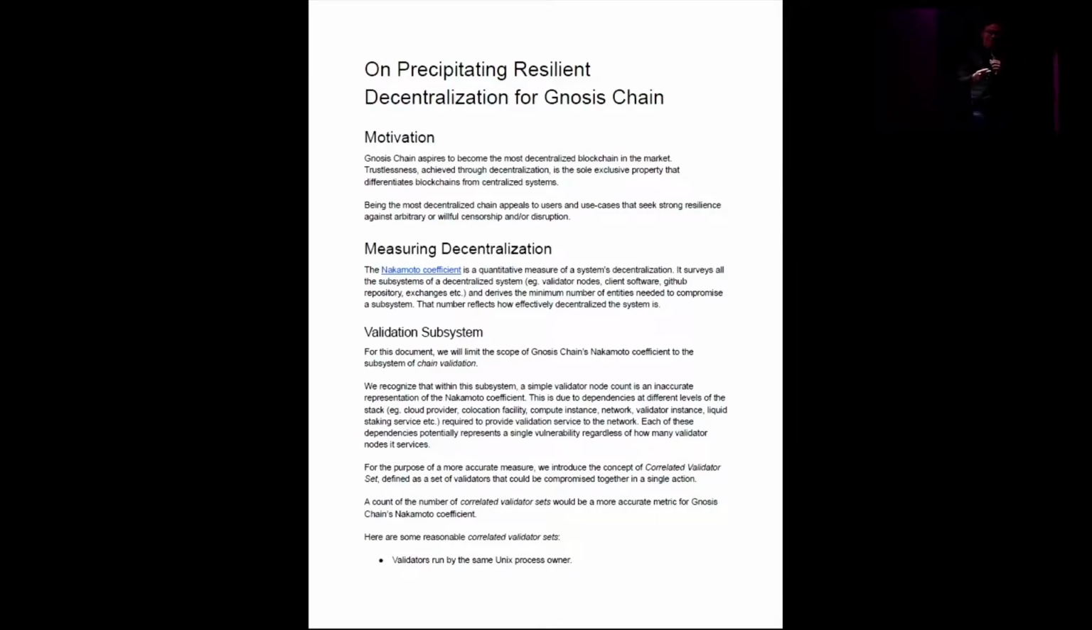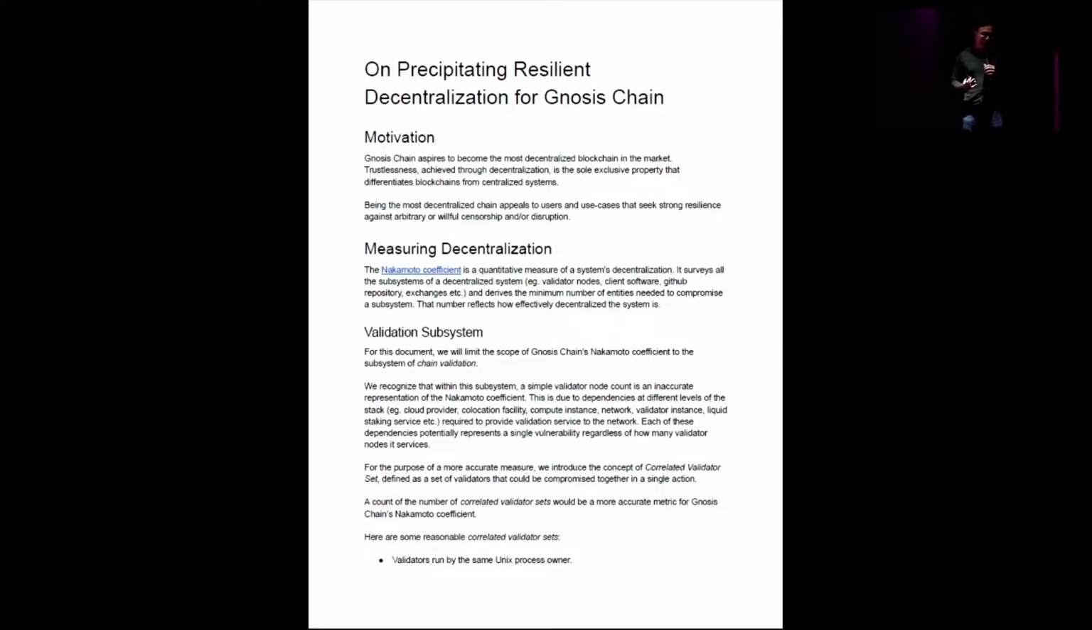I'm not sure if anyone here was here for Stefan's talk, but one of our main missions and aspirations is to become the most decentralized blockchain in the market, and we want to have the most resilient block space there is. So I'll just go through this document. You don't have to read it, and I could just go through it verbally.